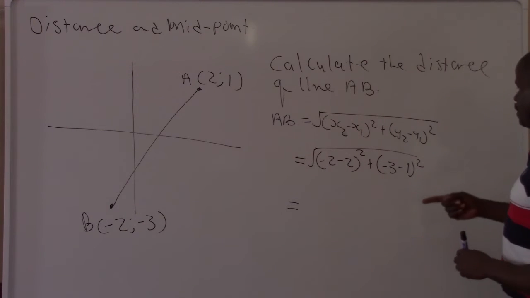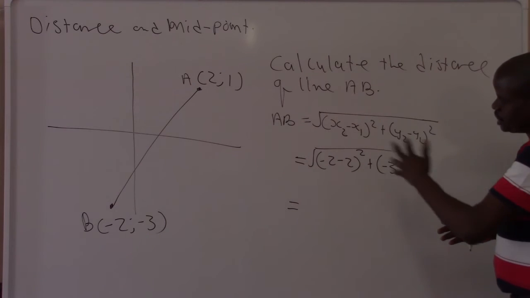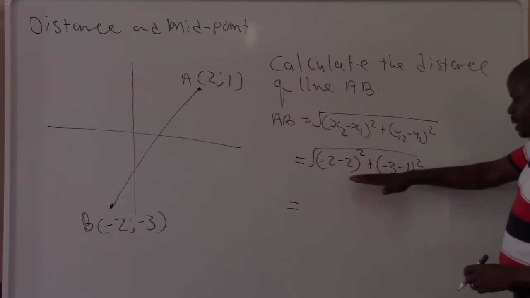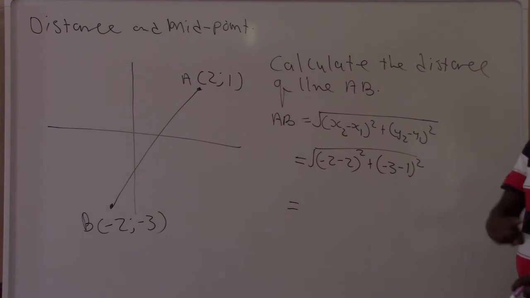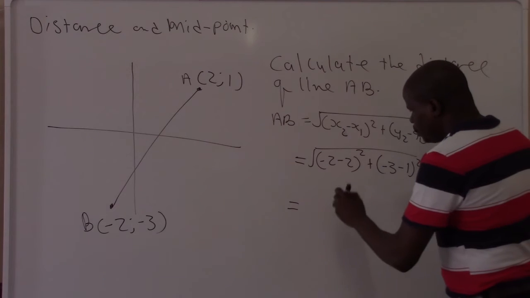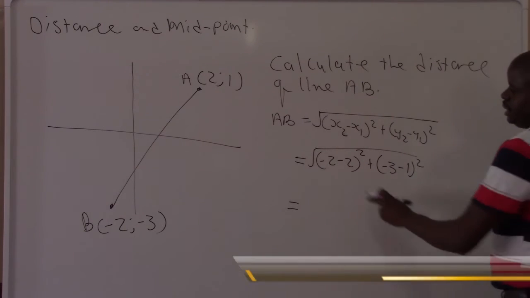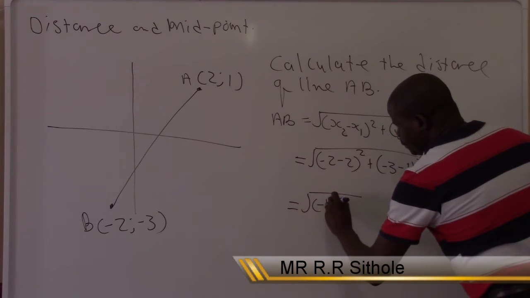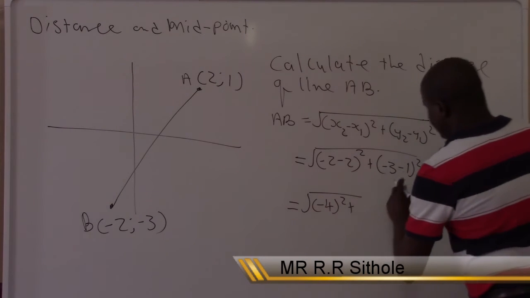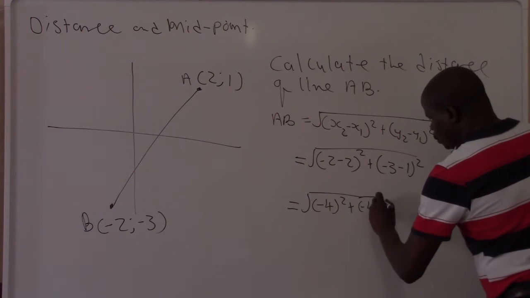Then now when it's marked, the correct substitution into the correct formula is always giving you a mark. Then now we start calculating. This is the negative and this is the negative. Then negative 2 minus 2 is negative 4 squared. Plus, in this one also is negative 4 squared.